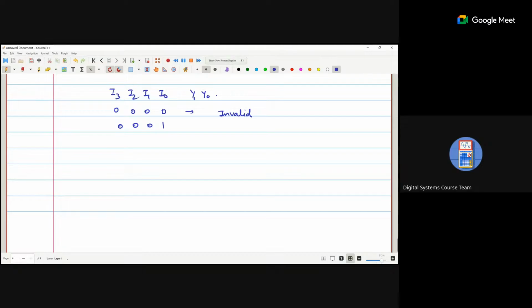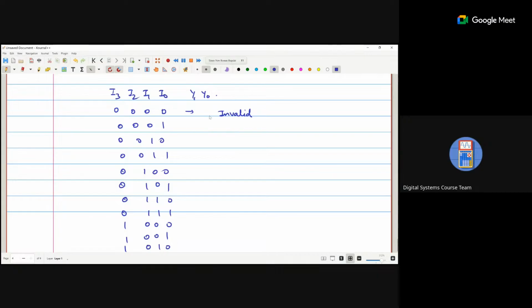0, 0, 0, 1. 0, 0, 1, 0, 0, 0, 1, 1. 0, 1, 0, 0, 0, 1, 0, 1. 0, 1, 1, 0, and 0, 1, 1, 1. 1 0 0 0 1 0 0 1 1 0 1 0. Okay, in this way we can create.